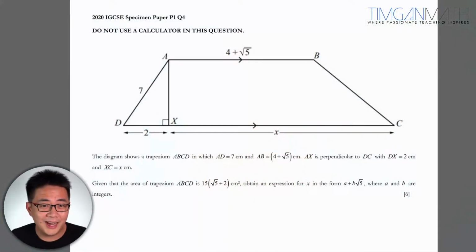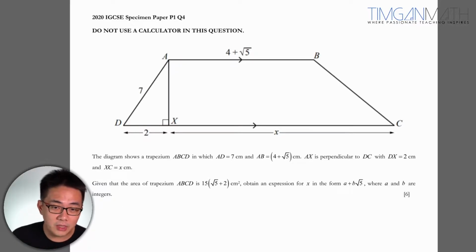Hi students, let's look at this question, which was taken from the 2020 IGCSE Specimen Paper 1, question 4. You're told not to use a calculator in this question, and let's see how we can do this proficiently. The diagram shows a trapezium ABCD in which AD is 7 cm and AB is 4 plus root 5. AX is perpendicular to DC, and DC is 2 cm. So everything is labeled for you.